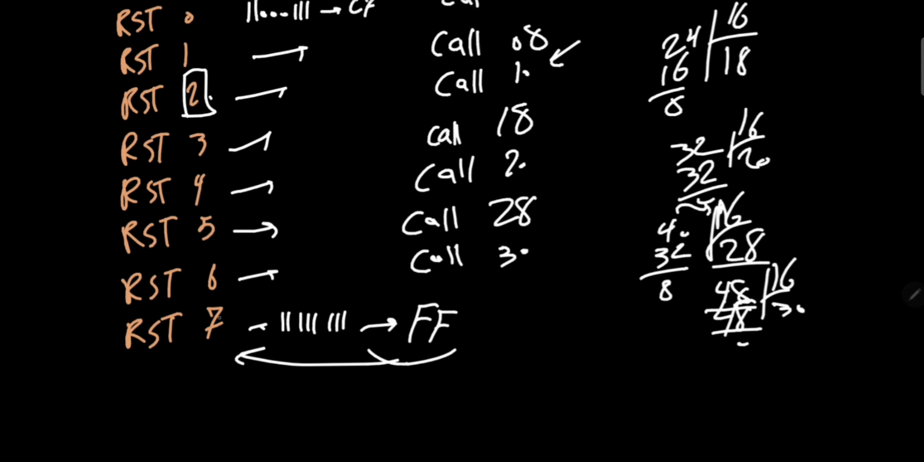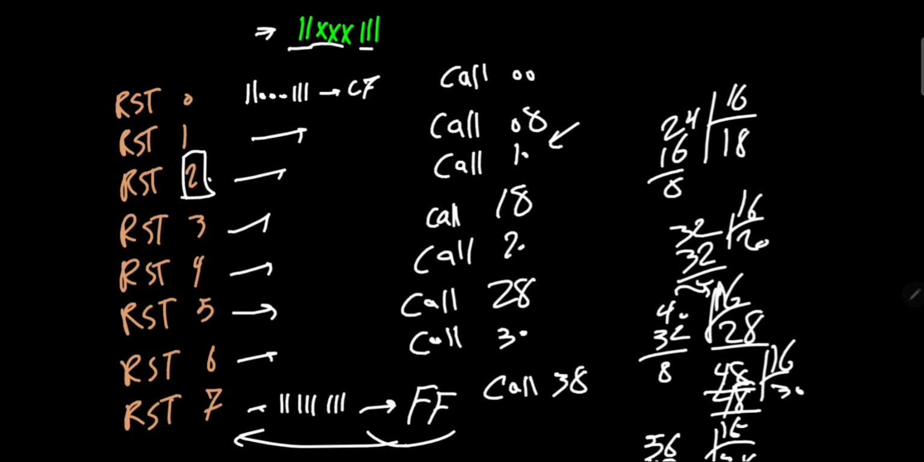And finally, 7 times 8 is 56. So you could do the exact same thing, which would be 3, with 8 as the remainder. This would be 38 in hex. So 56 is actually 38 in hexadecimal.